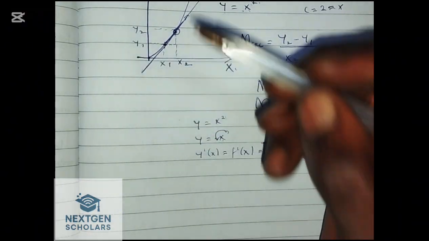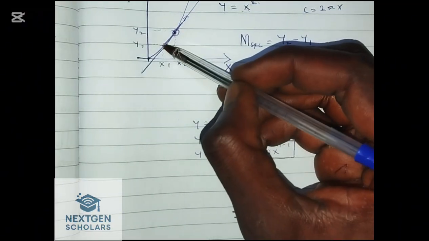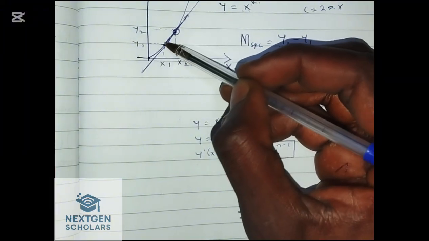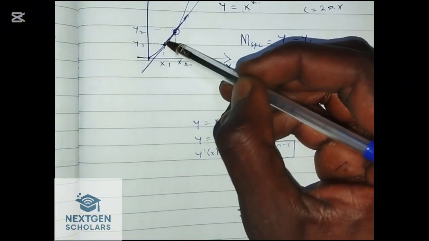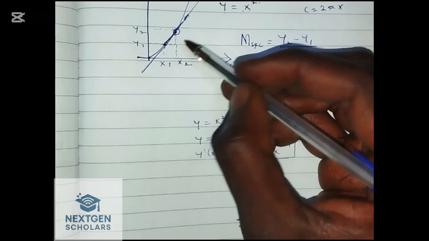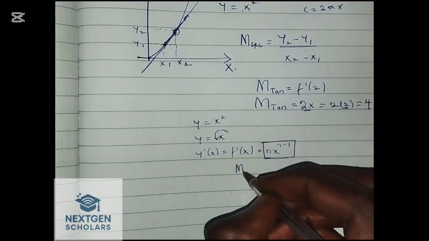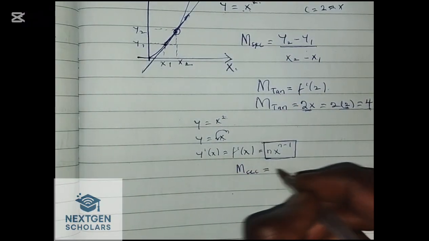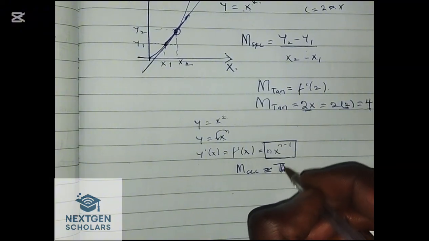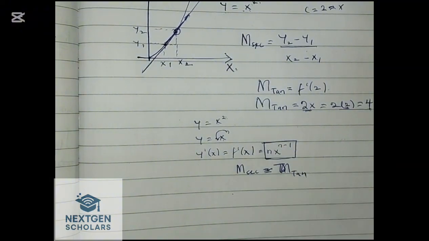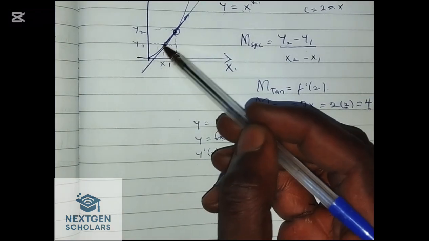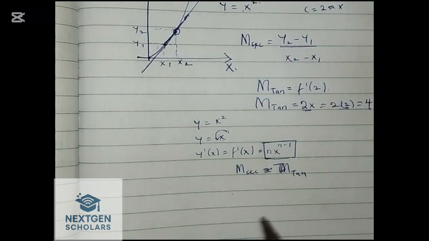Remember the idea of limit. Can we move closer from the left and from the right? Can we move close to 2 from the left and right, so that our secant line will be equal or almost equal to our m tan? That is the idea here: can we move so close to this point so that our secant line will be the same as our tangent line? Yes, that is the point.